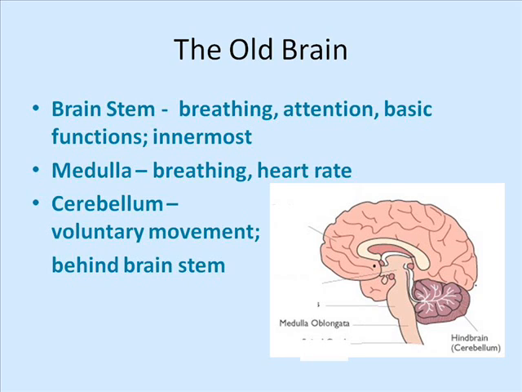The medulla in particular controls breathing and heart rate. The cerebellum, which is located at the bottom back of the brain, controls voluntary movement. It's located behind the brain stem and therefore is still somewhat protected, although a blow to that part of the body can interrupt movement or make the person disabled in terms of their ability to coordinate or balance.